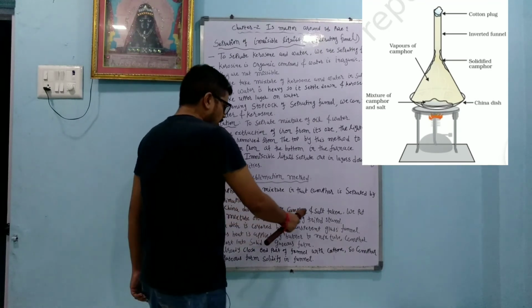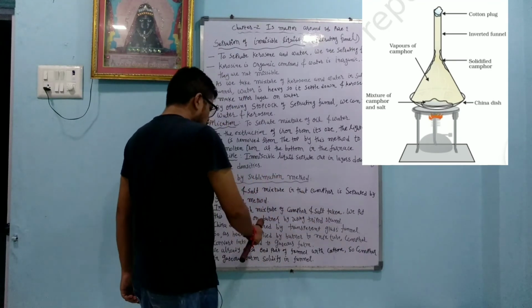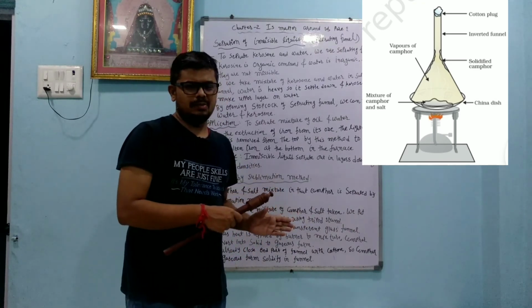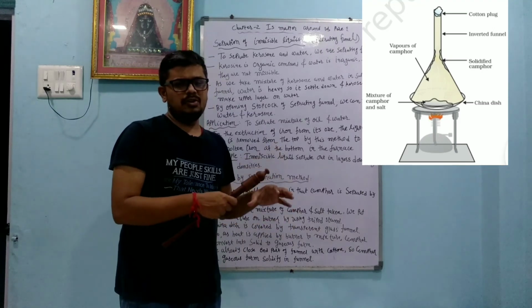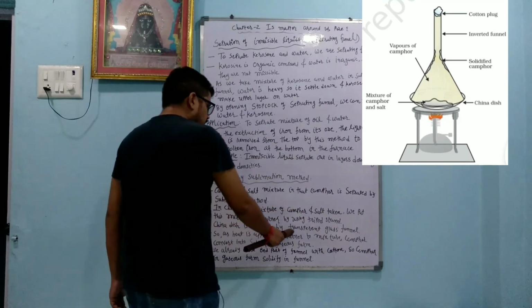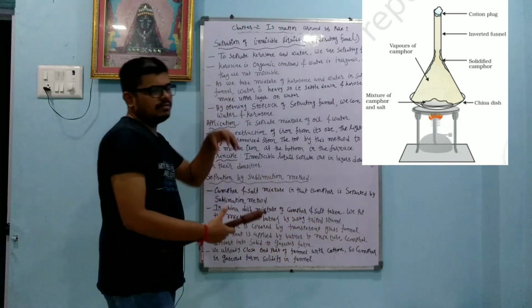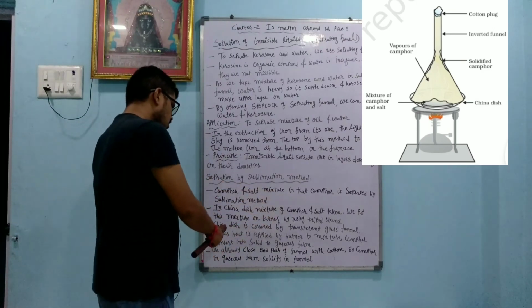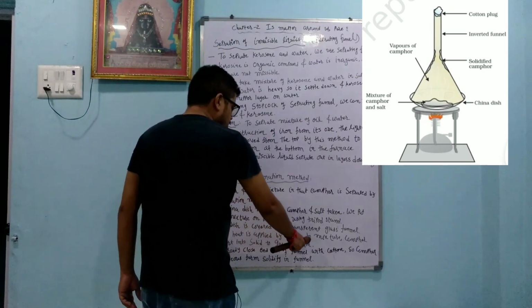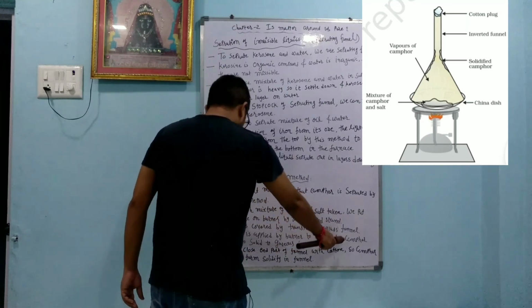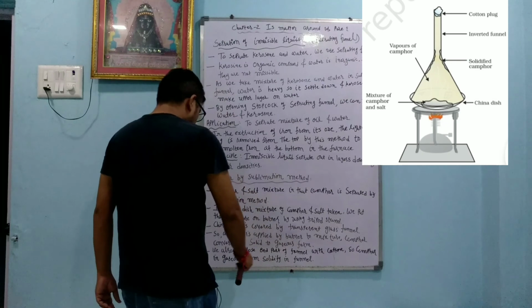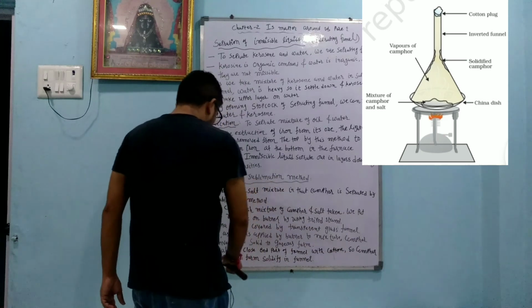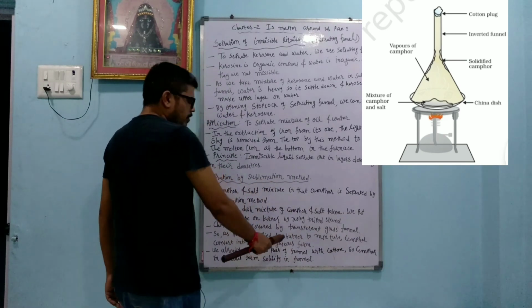In a china dish, a mixture of camphor and salt is taken, and we put this mixture on a burner using a tripod stand. This whole setup is available in the chemistry lab. The tripod stand is there, the wire gauze is also there, and the china dish is covered by a transparent glass funnel. As heat is applied by the Bunsen burner to the mixture, the camphor converts from solid to gaseous form. We already closed the end part of the funnel with cotton, so the camphor in gaseous form solidifies in the funnel.